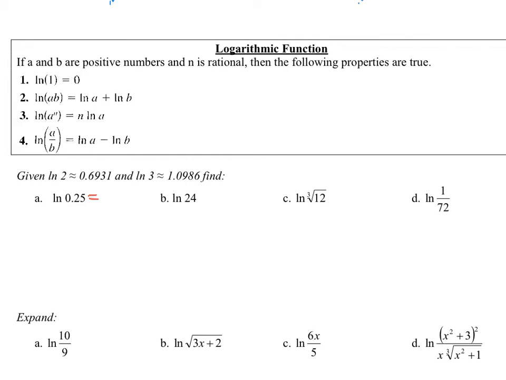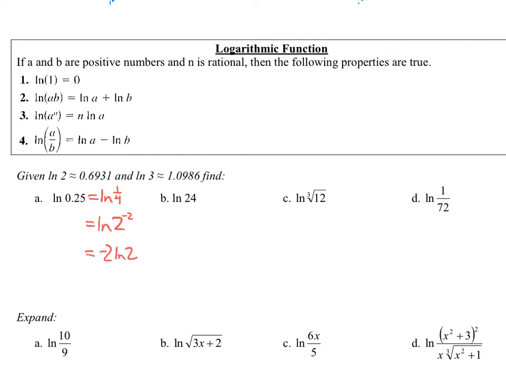So 0.5. Let's think about what you just said. You were saying ln 0.25 is 2 divided by 8. What else is it? 1 divided by 4. And 1/4 is ln 1 minus ln 4. Well, 1/4 is 2 to the negative 2. So guess what? I could rewrite this as negative 2 ln of 2.